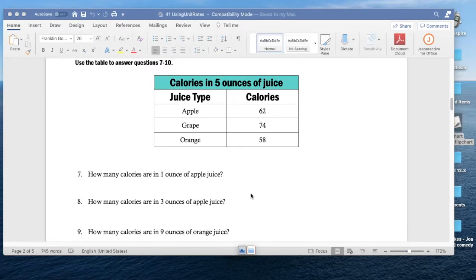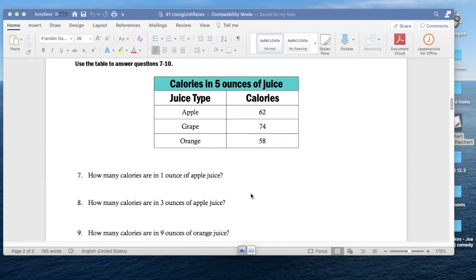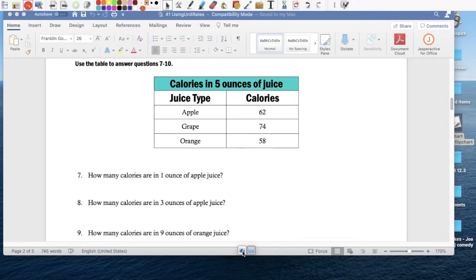So here, how many calories? So we have a table, and it says how many calories in 1 ounce of apple juice. So let's go to apple juice. Apple juice is this one. Right, so 5 ounces of apple juice is 62 calories. 5 ounces of grape juice is 74 calories. 5 ounces of orange juice is 58 calories.